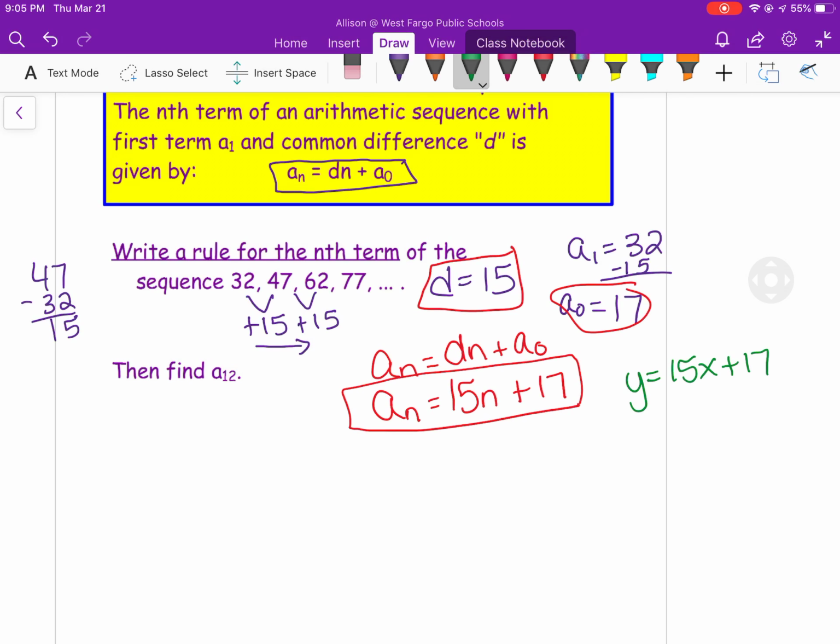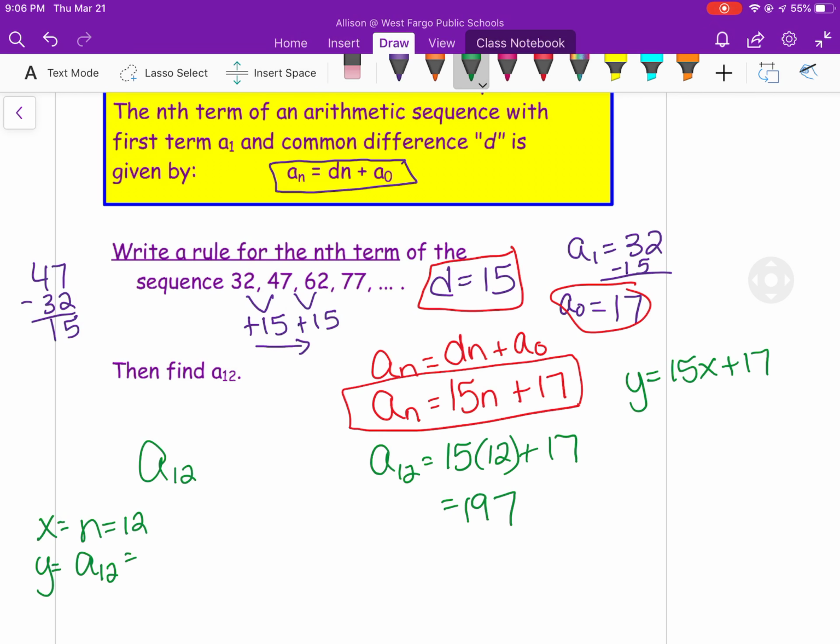If I want you to find a sub 12, the 12th term, remember that I want you to plug in n equals 12 and figure out what a sub 12 is. So this is like plugging in x equals 12 and getting out y equals something. So if I plug in 12 for n, I'm going to get 197. So the 12th term is 197 of that sequence.